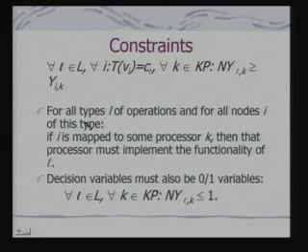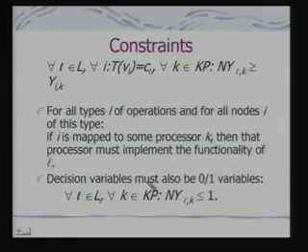For all types of operations and for all nodes i of this type, if i is mapped to some processor k, then that processor must implement the functionality of l. So if it is mapped, that is, if the mapping is equal to c_l, then that corresponding processor has to implement this function.